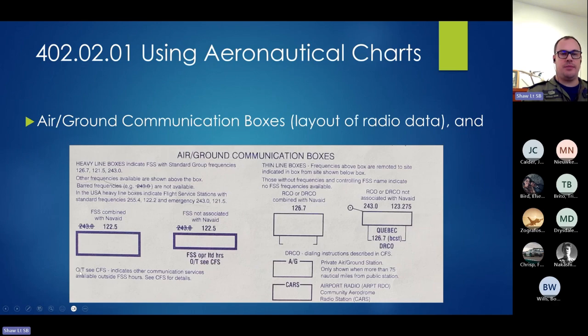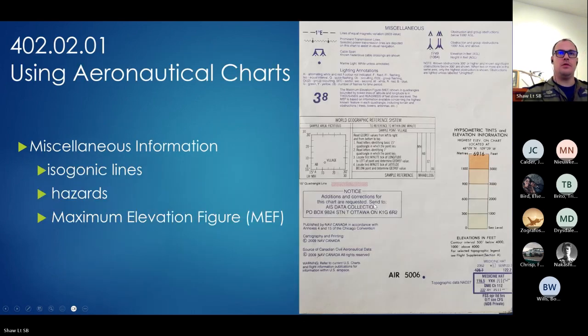OT means other times. So FSS, you can see in that second example, FSS operated limited hours, other times see CFS. So the CFS will tell you when it's closed. Thin line boxes, they're remote to site, so they're not actually on site with you, but you're still talking to somebody. And it'll tell you what frequency to use.